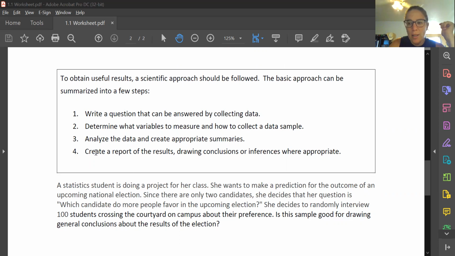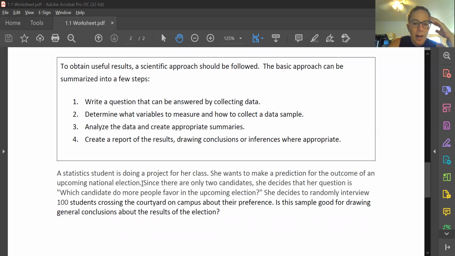This step 4, the last third of the class, is all going to be about creating reports and drawing conclusions. Okay, so here we have a question. It says a statistics student is doing a project for her class. She wants to make a prediction for the outcome of the upcoming election.